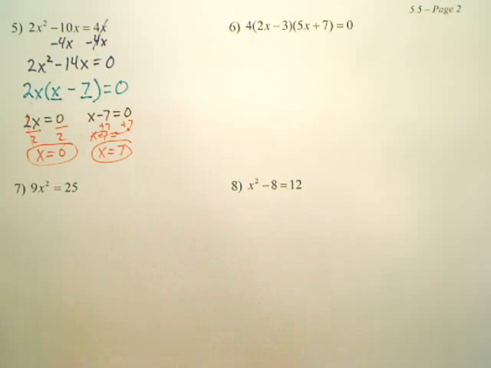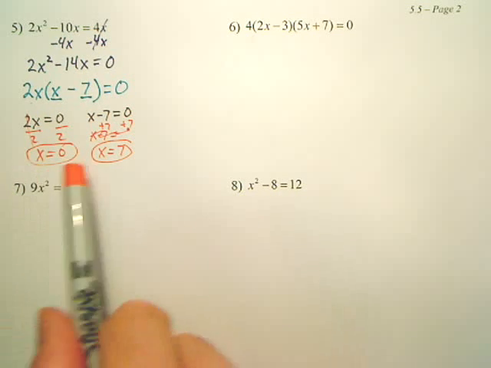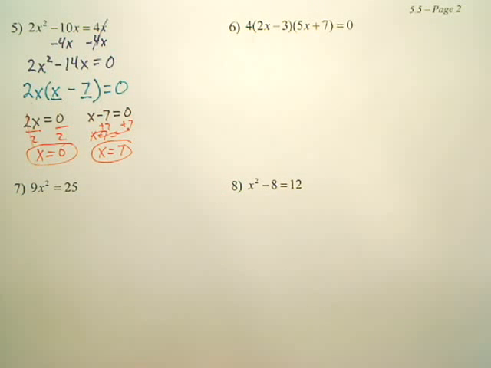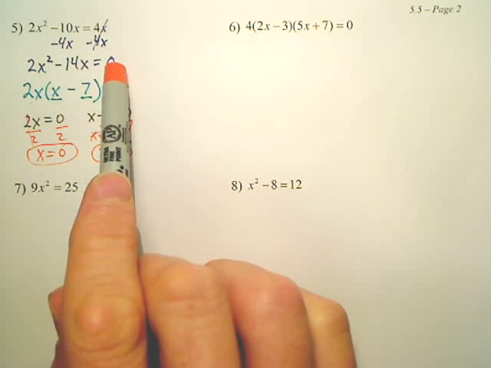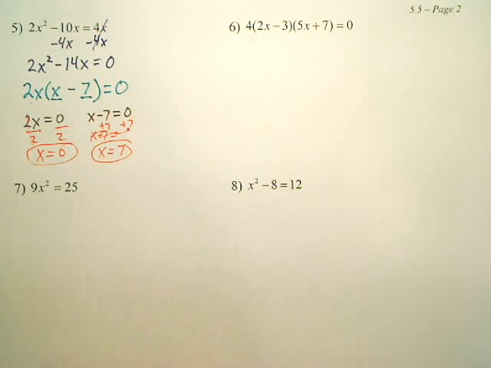So we added 7 to both sides. We got x equals 7. Those are my two answers to solve this original equation. You move everything over, set equal to 0, factor, set both your factors equal to 0.